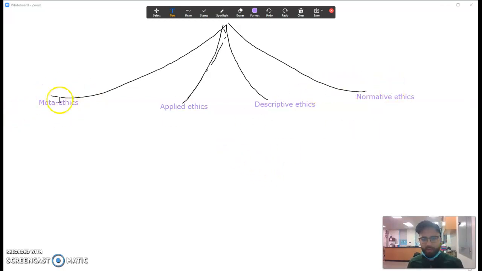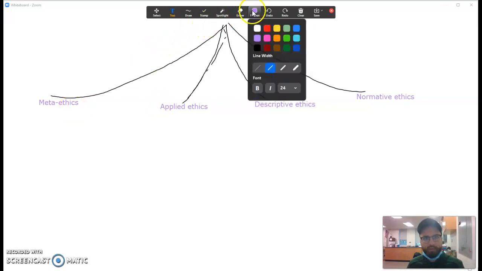So we have meta-ethics, which is questions about what morality itself is. Descriptive ethics, which describes how ethics are practiced by people in the real world. Normative ethics, which seeks to create theories to tell us how we should act. And applied ethics, which deals with ethical questions within the real world under a specific sector of society.